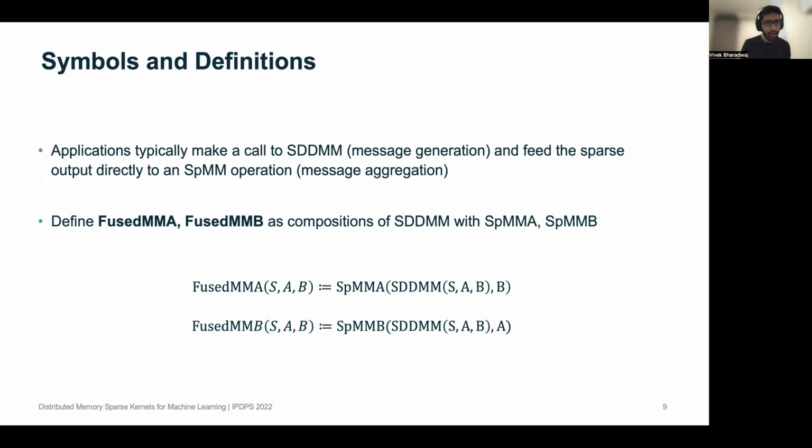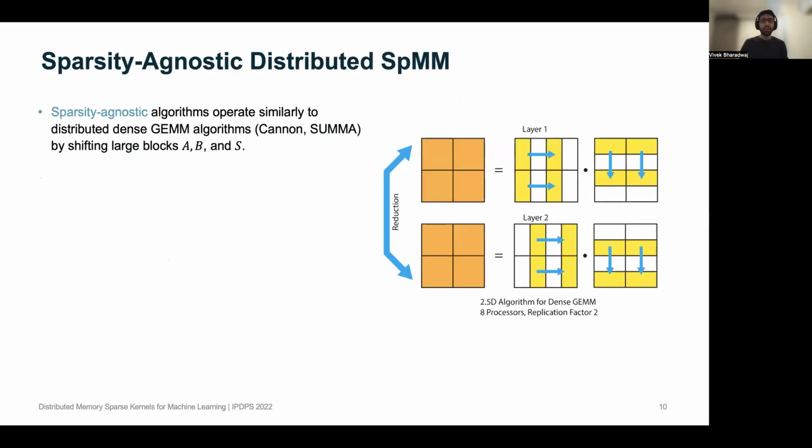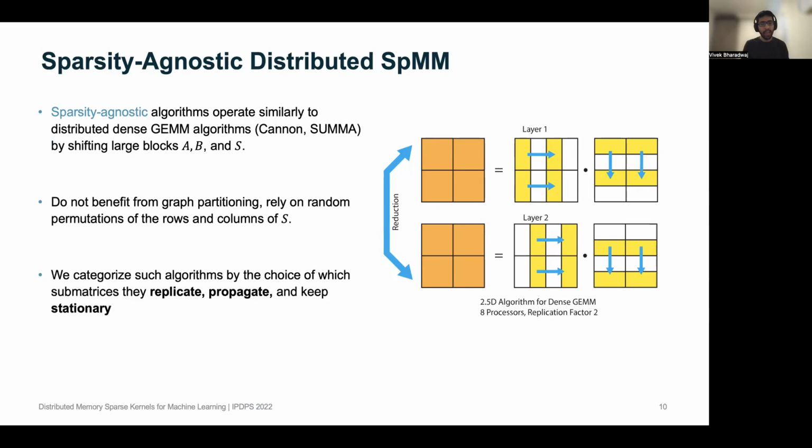Okay, so let's talk about what sparsity-agnostic distributed SpMM means, which is the type of algorithm that we consider in our work. Sparsity-agnostic algorithms operate similarly to the Cannon and SUMMA dense linear algebra algorithms. They shift large blocks of A, B, and S, interleaved with local computation. And these algorithms don't really benefit from graph partitioning. They rather rely on a random permutation of the rows and columns of S to ensure load balance among the processors. And we characterize such algorithms as 1.5D or 2.5D or 2D, depending on which submatrices they replicate, propagate, and keep stationary.